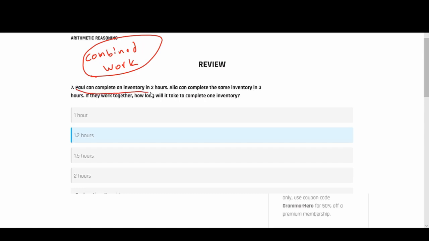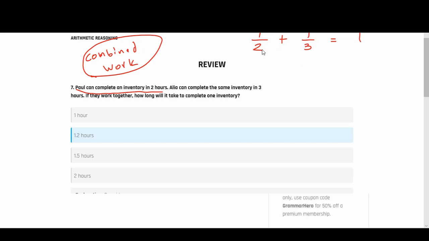Let's start with Paul. Paul can complete an inventory in 2 hours. That means he can complete 1/2 of the inventory every hour. Aaliyah can complete the inventory in 3 hours. That means she can complete 1/3 of the inventory per hour. If we combine their rates of work, which would be with addition, we want to figure out how long it would take them to complete one inventory together. The only thing we're missing here is the variable time.